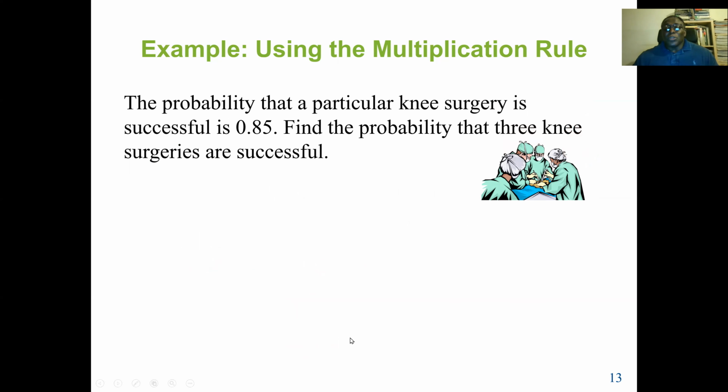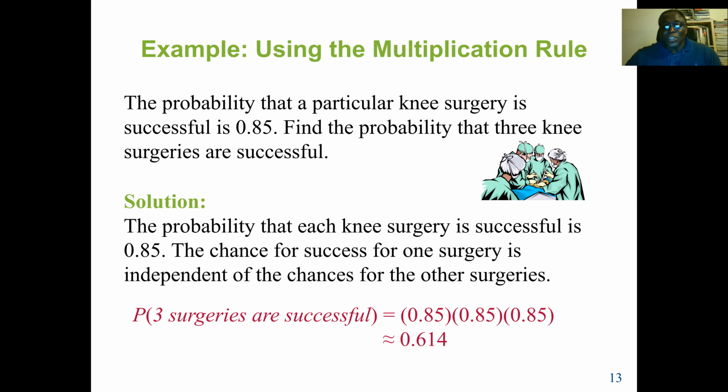Next question, using the multiplication rule again, the probability that a particular nail surgery is successful is 0.85. Find the probability that the 3 nail surgeries are successful. So the probability that a particular nail surgery is successful is 0.85, 85%. Here we have 3 surgeries that are successful. The probability of their success is 0.85. So we have 0.85 times 0.85 times 0.85. But we have 3 surgeries. And that gives us 0.614.